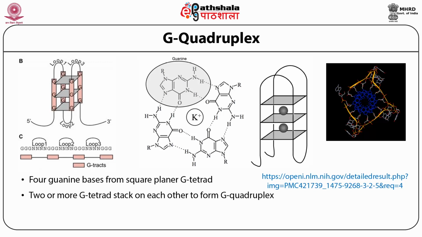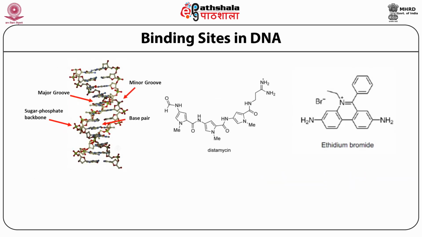Normally, in order to stabilize such a stacked quadruplex moiety, you need to have a stabilizing unit. Mostly it is a cation at the center which stabilizes this kind of G-Quadruplex structure. In this slide, we see different possible binding sites in DNA. As we have mentioned earlier, a double-stranded DNA can have a major groove, and on another side of it, a minor groove.